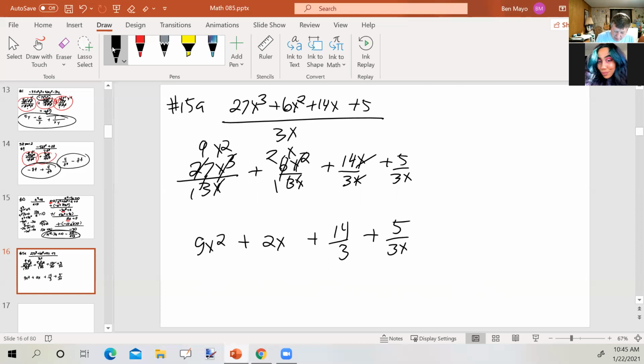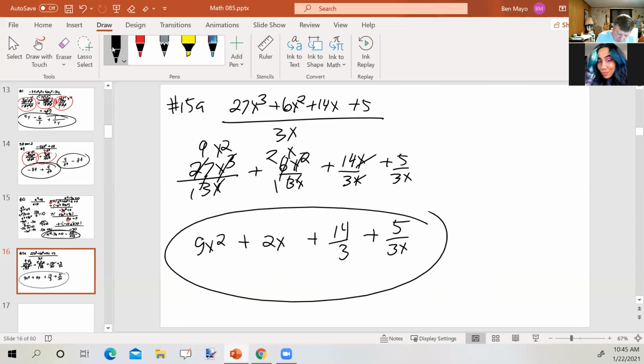So there's our, that's supposed to be a 9x squared. There's our last answer there. Okay, that takes care of those questions. Now we're going to look at the chapter review.